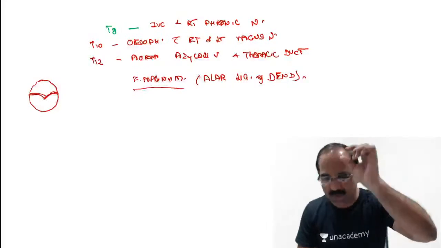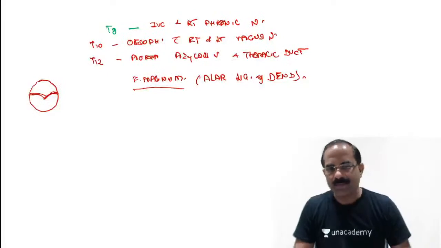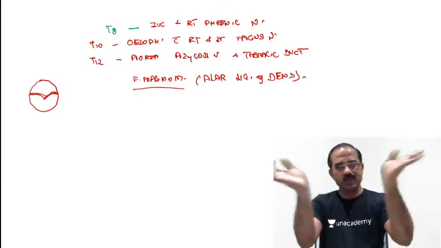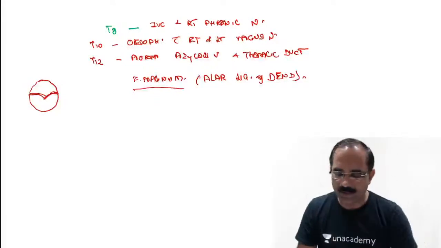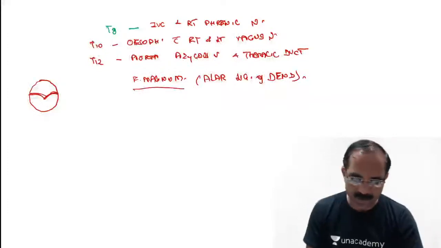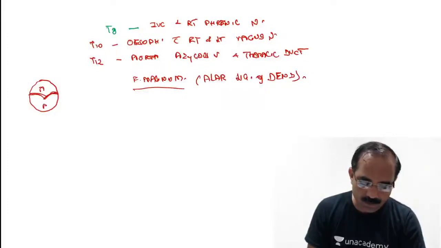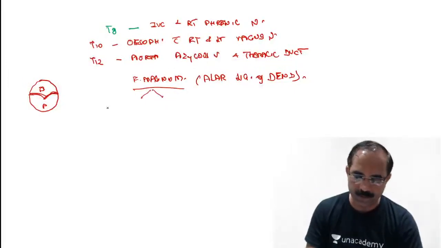You know the dens, the second cervical vertebra. The dens has a ligament like this which goes to the side. What is that ligament known as? The alar ligament of dens. It divides the foramen magnum into two compartments: the anterior and the posterior compartment.